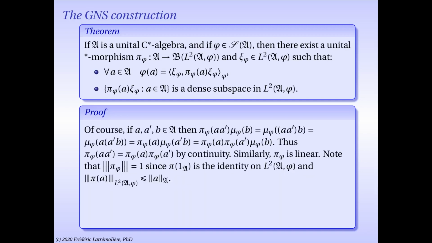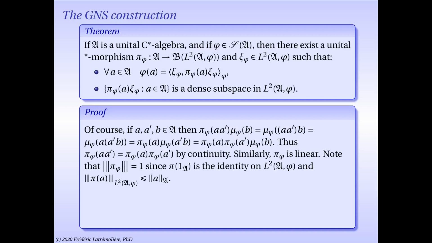Now I'm interested in the property of pi sub phi as a map from my C-star algebra to the C-star algebra of bounded operators on L2. So we shift perspective a tiny bit. For instance, let's check that this map is an algebra morphism. And first, let's check that it's multiplicative.